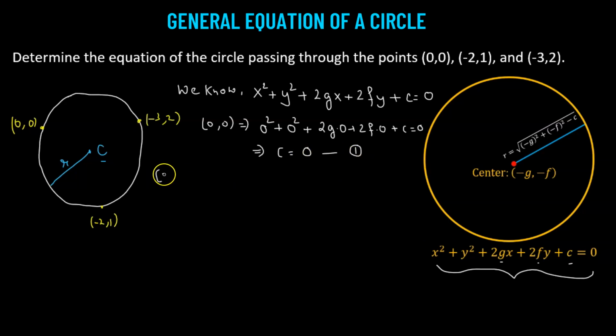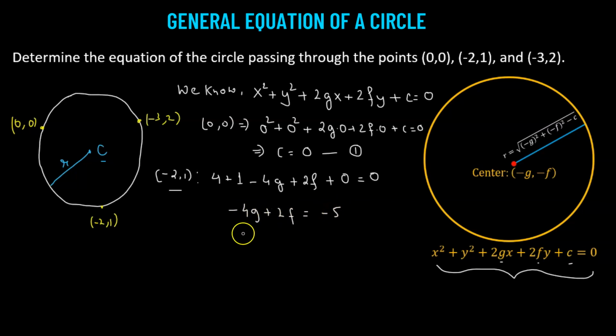Now going to the next point, which is (-2, 1). This point is also going to lie on the circle, so the equation of the circle is going to be satisfied by this given point. We can replace the value of x with -2 and substitute y with +1. So we get (-2) squared, that's +4, plus 1 squared, which is 1. Then we have -4g plus 2f plus c, but c we have already obtained equals 0. So we get the equation -4g plus 2f equals -5, or we can multiply throughout by negative to get 4g minus 2f equals +5. So let this be equation number 2.